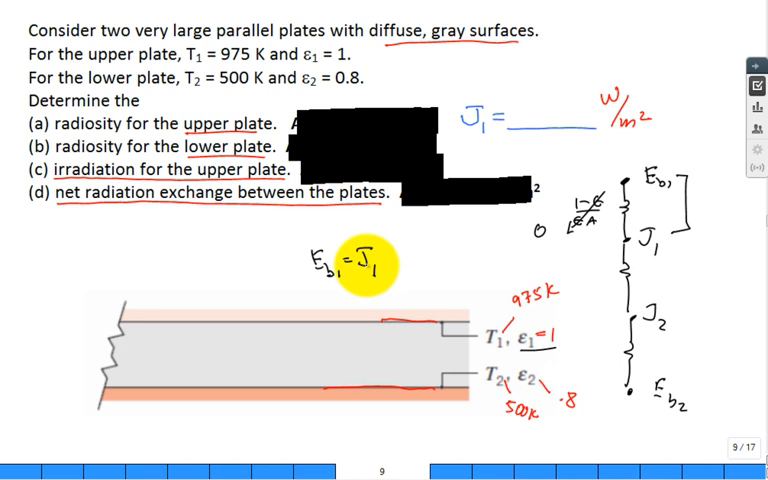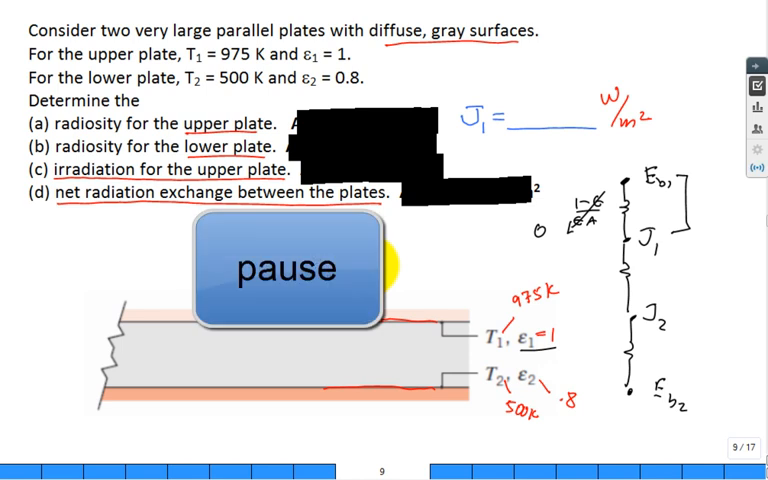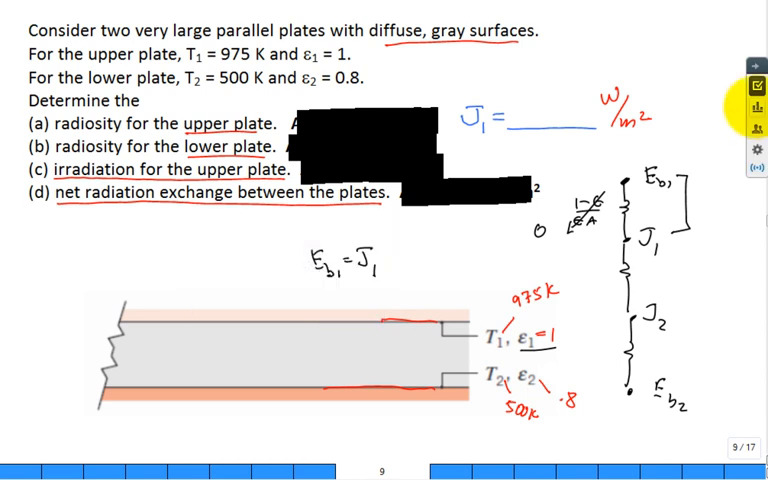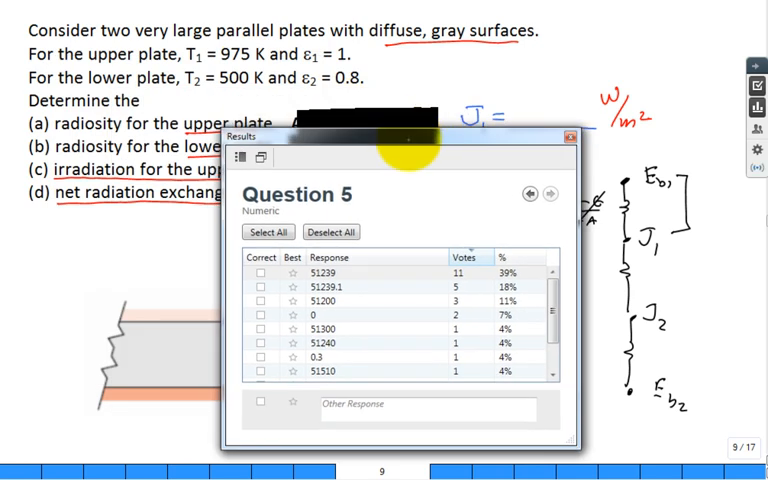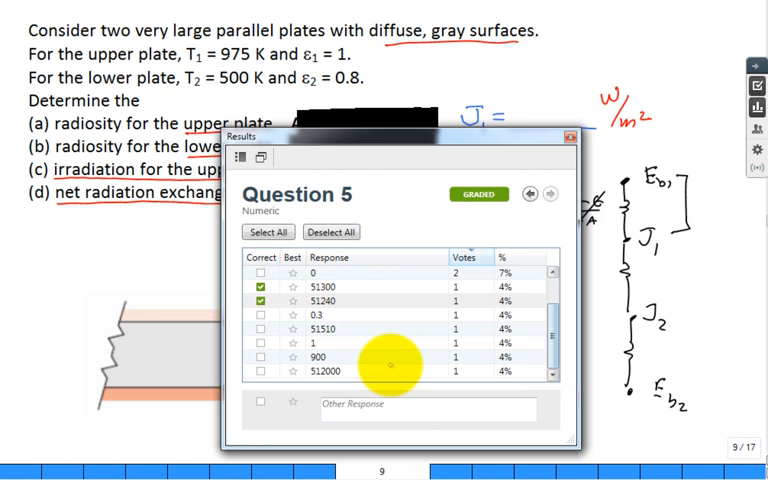That's how you calculate J1. So with that hint, let me give you a few more seconds. You can pick up right now, or you can pick it up anytime. So what do we get? 51239. Perfect. This is good. 512. I'll give it credit.